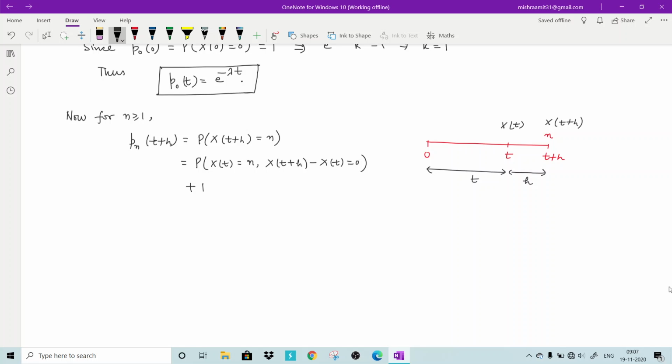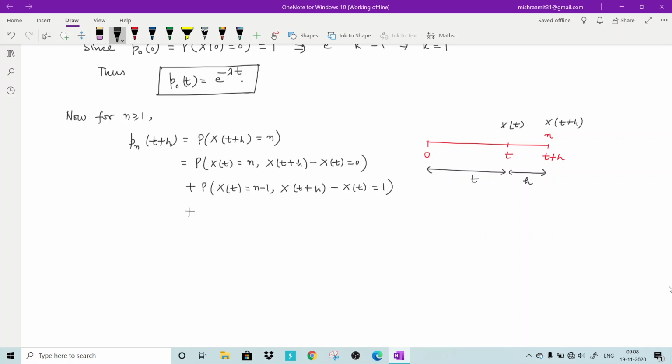The second possibility is that X(t) can be n minus 1, and then there is one increment, X(t plus h) minus X(t) equals 1. If at time t there are n minus 1, and then you increase by one, then at time t plus h there will be n. And the third possibility is, remember that we cannot go backward. That means if there are n elements, then at time t you cannot have n plus 1 elements, because if at time t n plus 1 is the state, then at time t plus h it cannot be n.